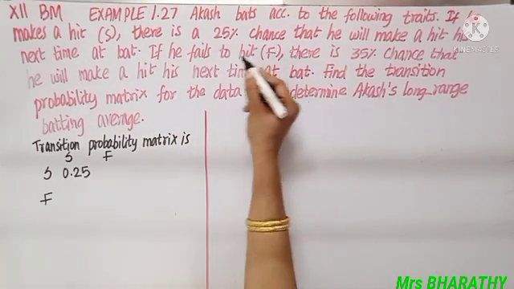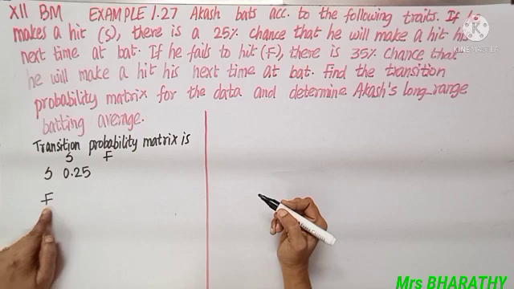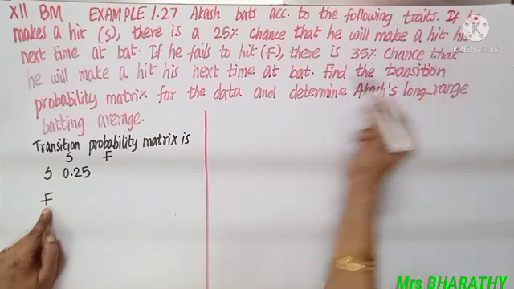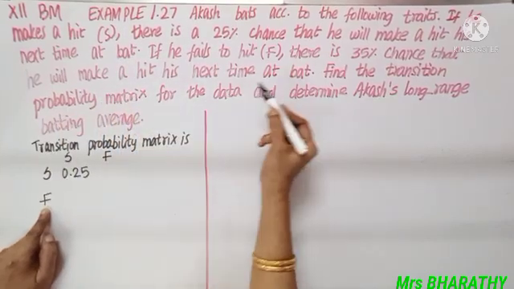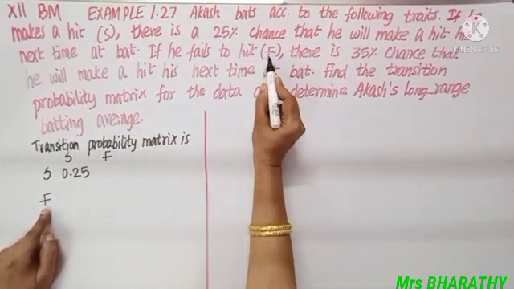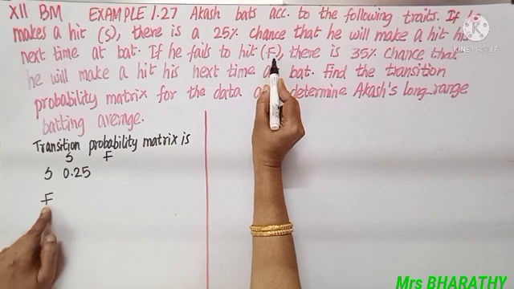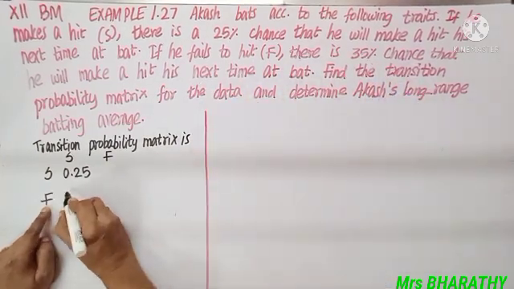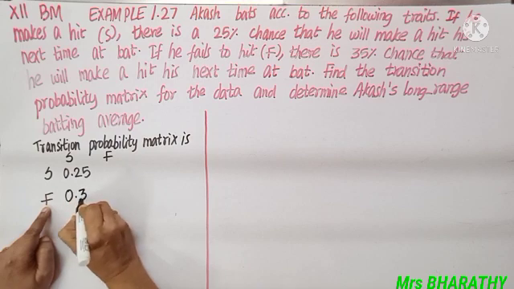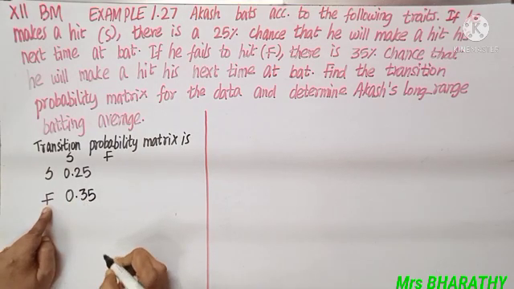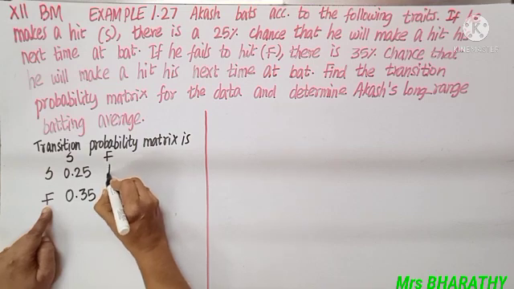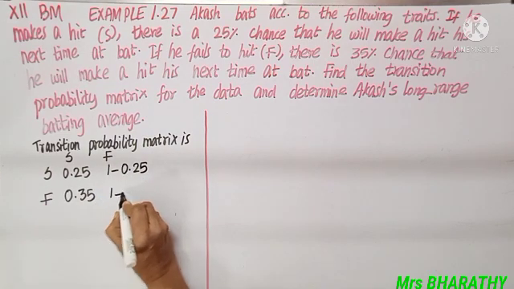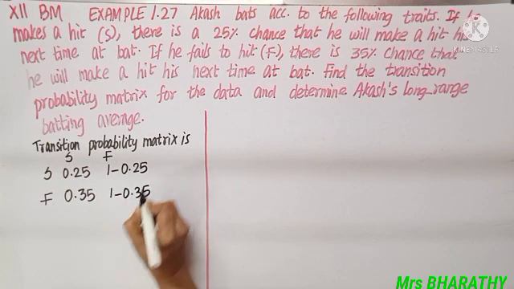If he fails to make a hit, there is a 35% chance that he will make a hit his next time at bat. Fails at the moment, there is a 35% chance to win. So fail to success is 0.35. Let us fill the remaining. This is 1 minus 0.25 and this is 1 minus 0.35.